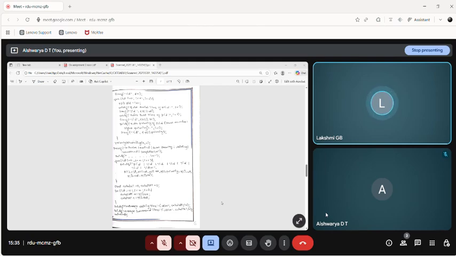In the main function, the user enters the arrival time, burst time, and priority for each process. After scheduling is complete, the program prints a table showing arrival time, burst time, priority, waiting time, and turnaround time.